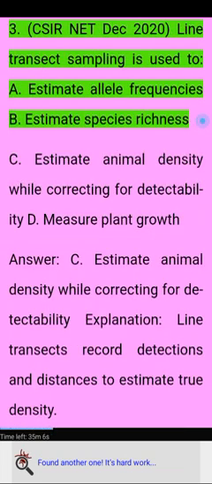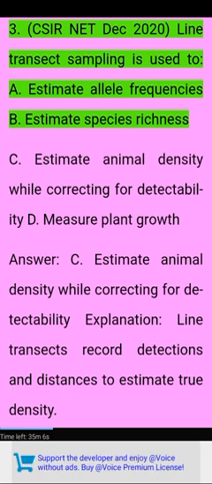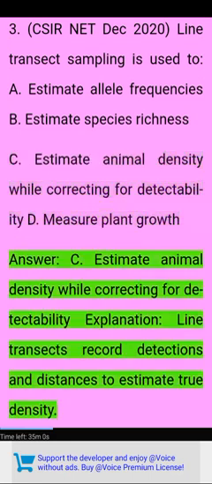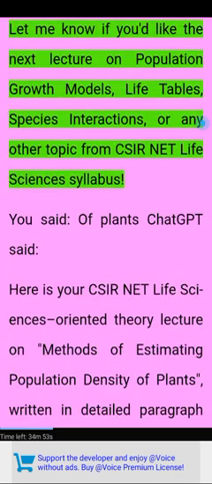3. CSIR-NET Dec 2020. Line transect sampling is used to: A. Estimate allele frequencies. B. Estimate species richness. C. Estimate animal density while correcting for detectability. D. Measure plant growth. Answer. C. Estimate animal density while correcting for detectability. Explanation. Line transects record detections and distances to estimate true density.